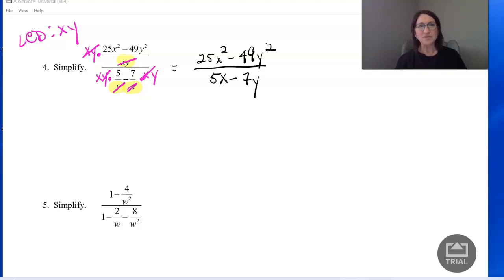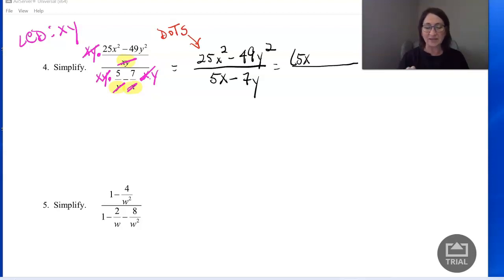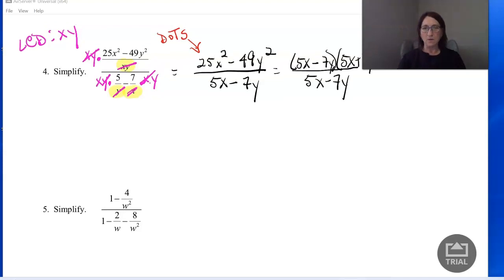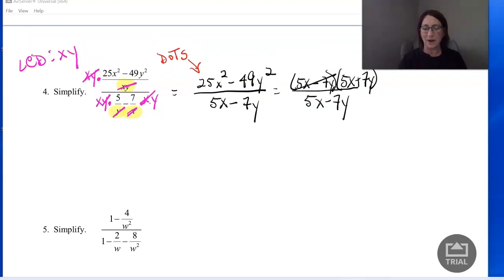My next step is going to be to factor anything that can be factored. And so when I look at that numerator, I automatically notice that this is a difference of 2 squares. And so that's going to give me, in my numerator here, 5x minus 7y times 5x plus 7y, all of that over 5x minus 7y. So my 5x minus 7y's reduce. And so my final answer is 5x plus 7y.